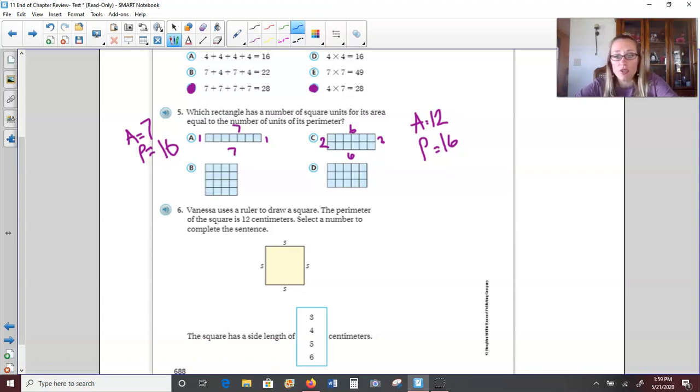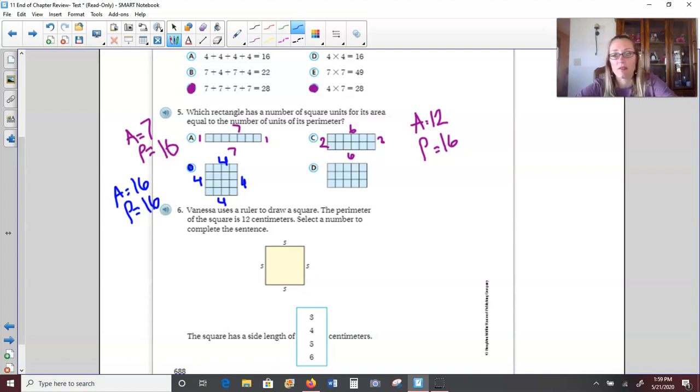All right, so let's try B. B measures 4 across the top and bottom, and also 4 units on each side. So area would be length times width. So 4 times 4 is 16. And the perimeter would be adding up 4 times, which also equals 16.